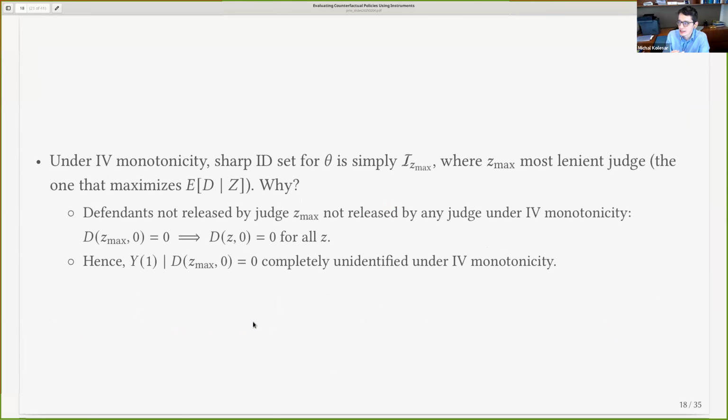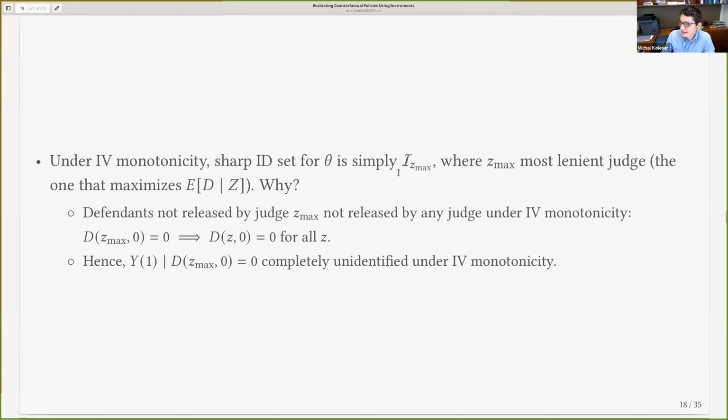What is the characterization under IV monotonicity? Well, under IV monotonicity, I know that for the policy of releasing everybody, the most informative judge to look at is always just the most lenient judge, because everybody less lenient has less information on the people who are released. All of those less lenient judges agree with the most lenient judge on who should not be released.